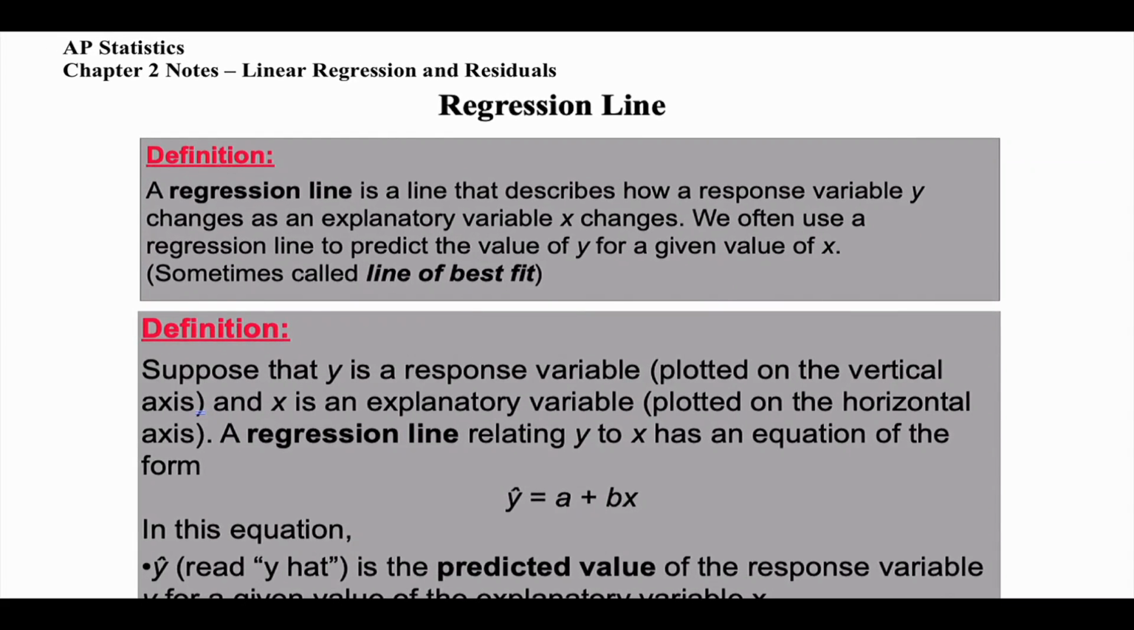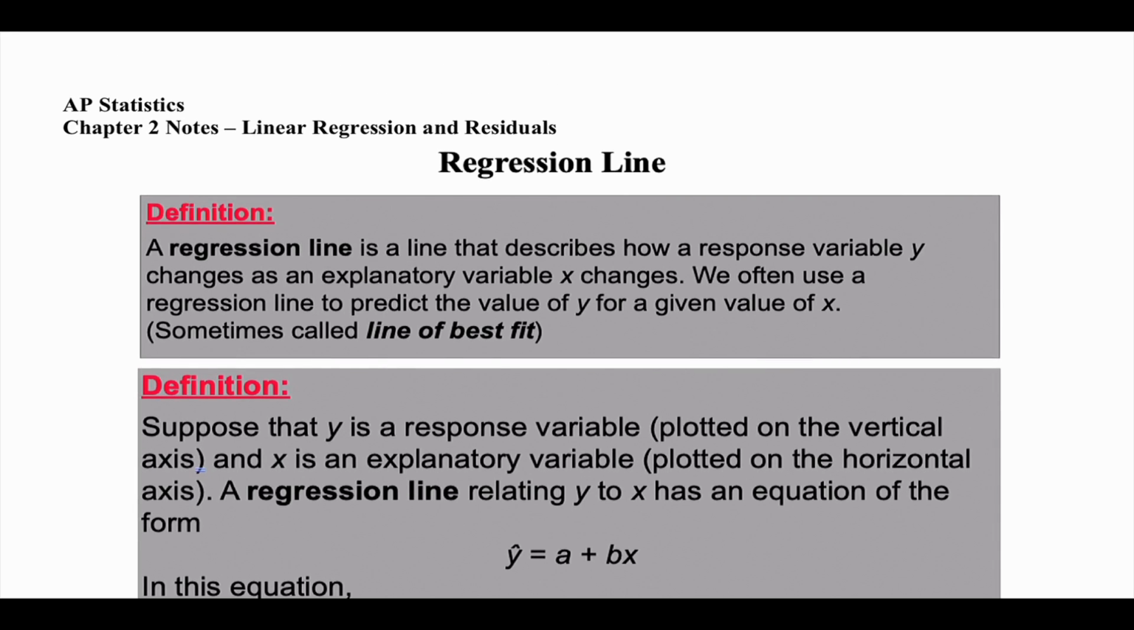All right, so the next part of chapter 3.2 in your book starts with what we call linear regression. Okay, so linear regression, you can read the definition. A linear regression line is a line that describes how a response variable, y, changes as the explanatory variable, which is x, changes. We often use a regression line to predict.